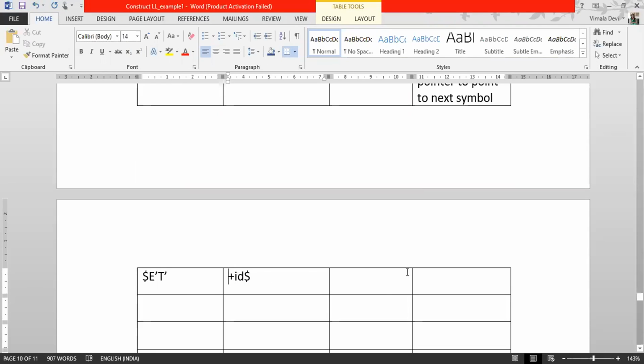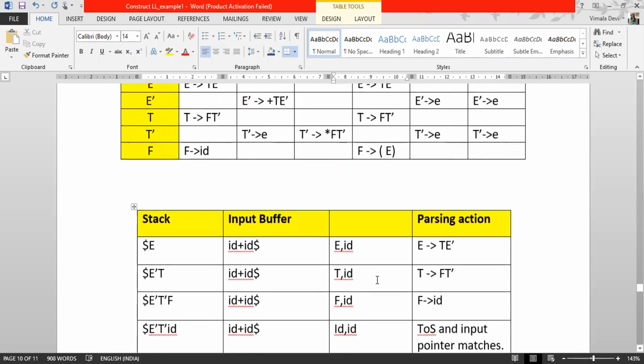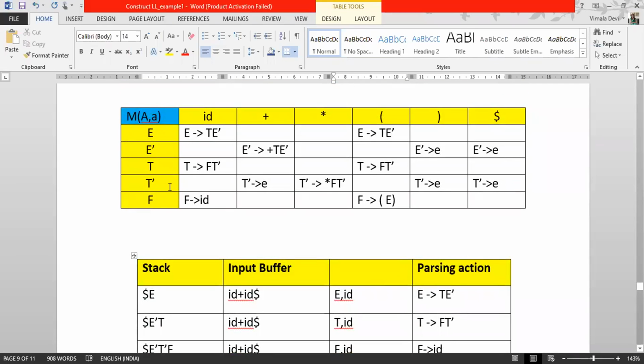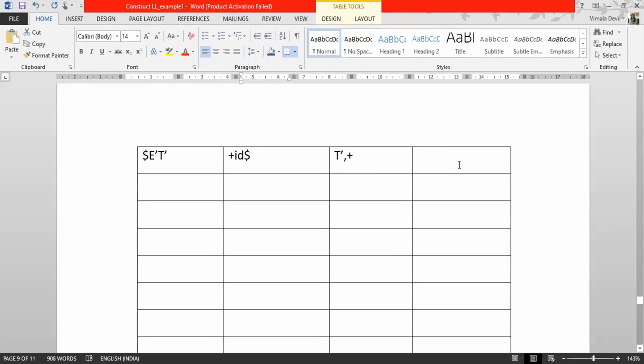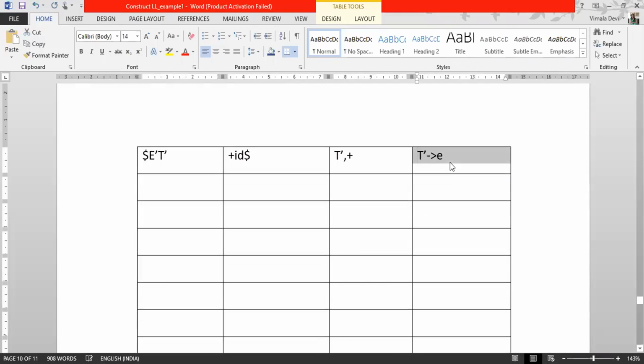Okay. So which two symbols is the parser referring to now? It is checking the top of the stack, T dash, and the input buffer says it is reading plus. So now go to the parsing table and check what is the rule available at the cell T dash comma plus. T dash comma plus says that the rule to be selected is T dash derives epsilon. So copy it here, T dash derives epsilon. So what is to be done?